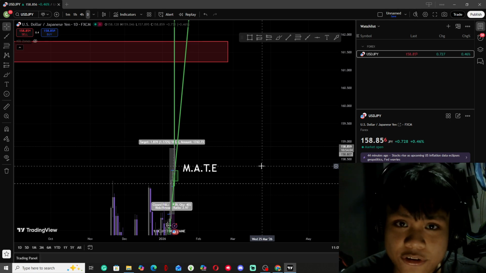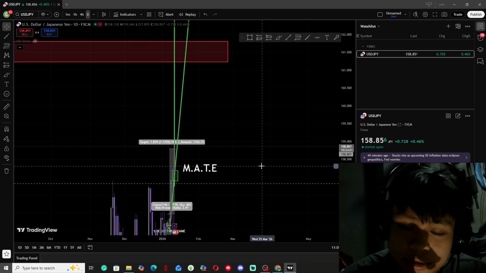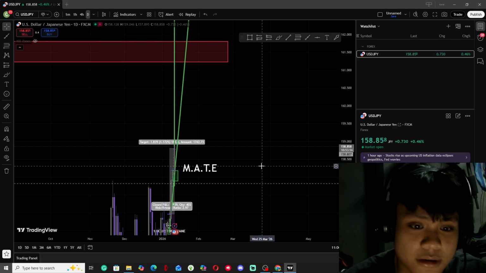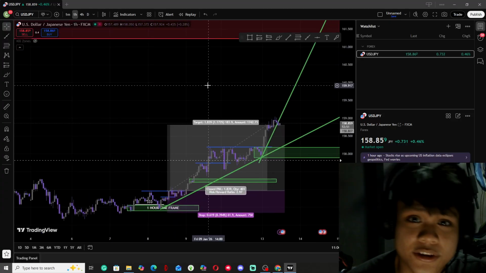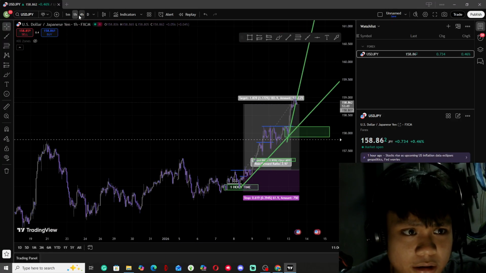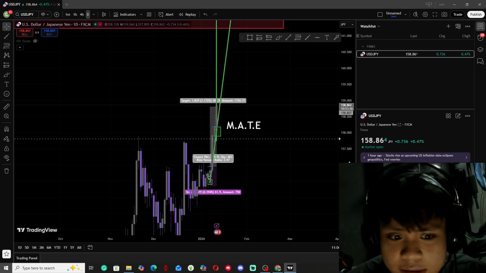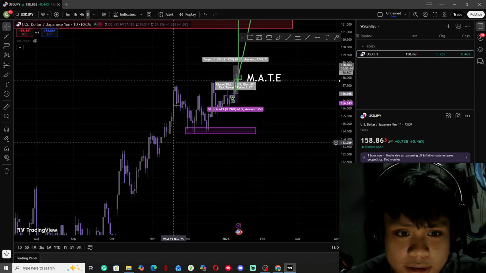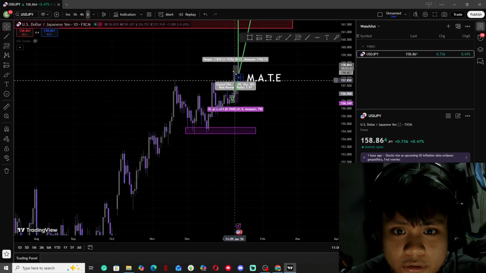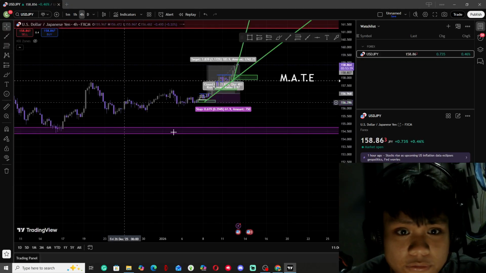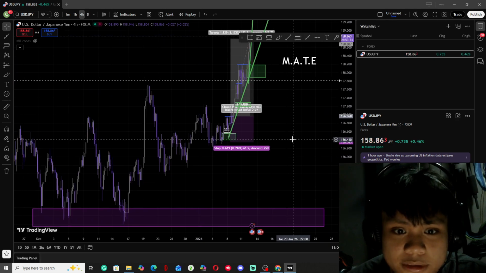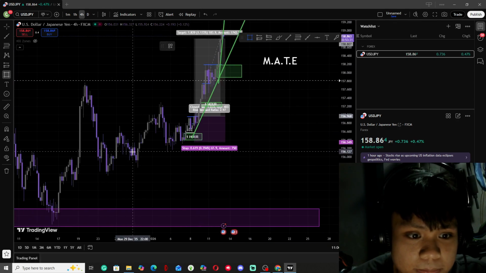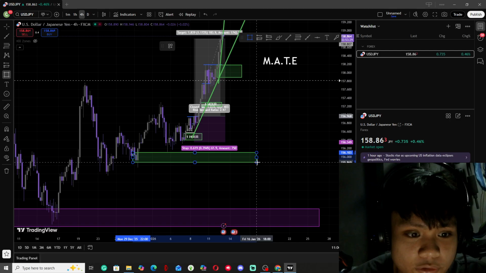MATE is an acronym. M is for market direction, A is for alignment, T is for timing, and E is for entry. So first, let's see what the market direction is. So let's go daily. Okay, in daily we see that it's uptrending. Obviously, it's uptrending. Higher high, higher low, higher high, higher low, and it went all the way up. Plus, there is a reversal from the 4 hour time frame. If you can see right here, there's a demand zone from the 4 hour time frame.